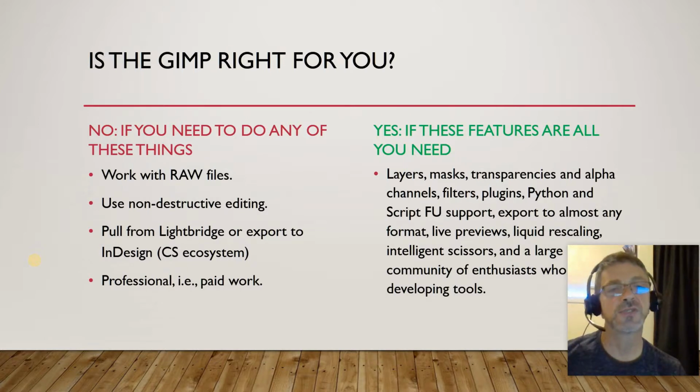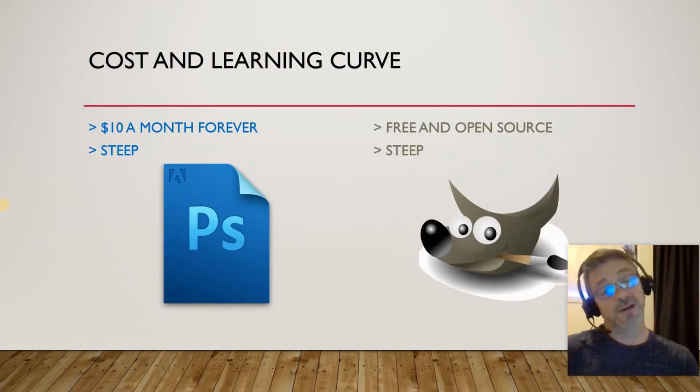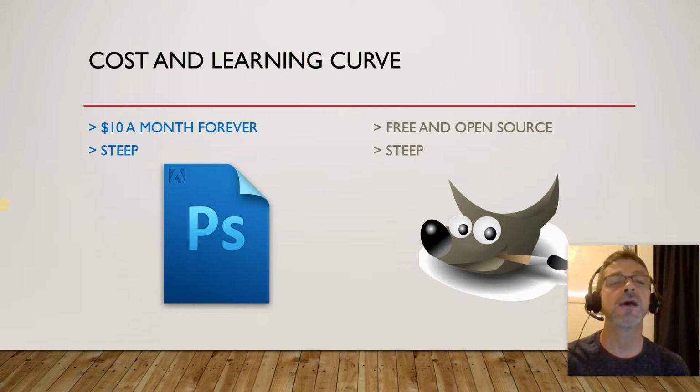Live previews, really cool features like liquid rescaling, intelligent scissors, both of which I will show you, and a huge community of enthusiasts who just keep producing filters and plugins and content and scripts for this thing. It's pretty impressive. Cost and learning curve. Okay, so Photoshop, if you want just the basics, just Photoshop, and I think Lightroom comes with it, is $10 a month. Learning curve is pretty damn steep. The GIMP, free and open source, costs nothing. The learning curve, also pretty steep.